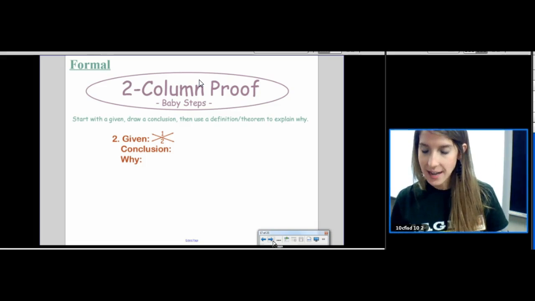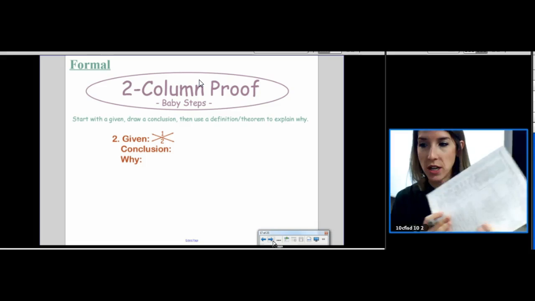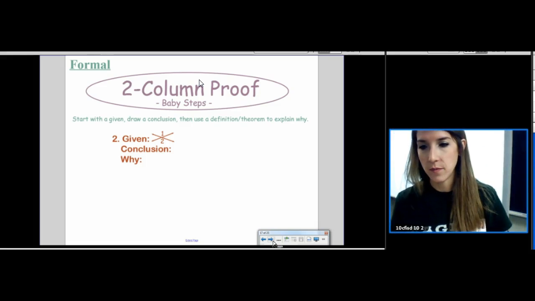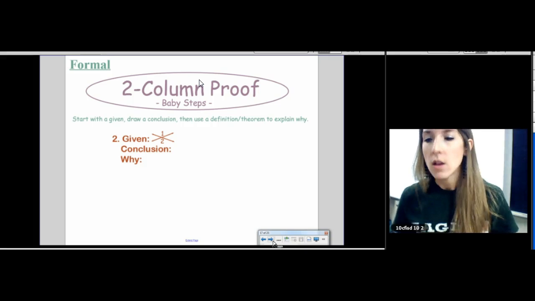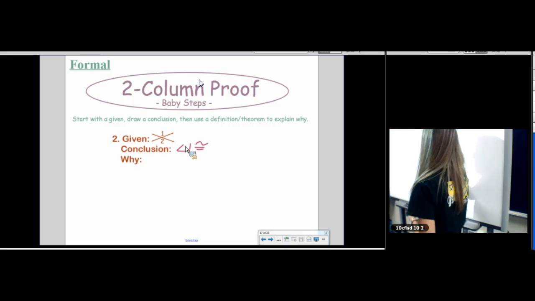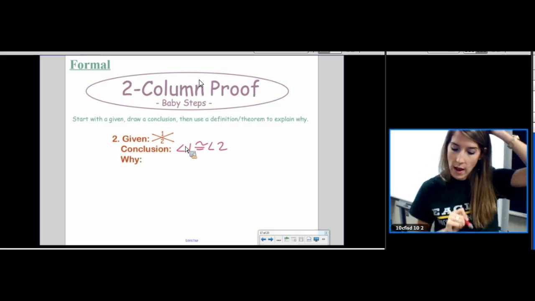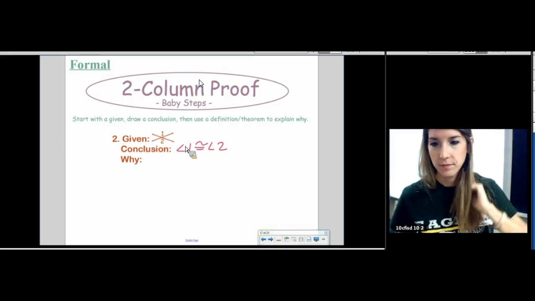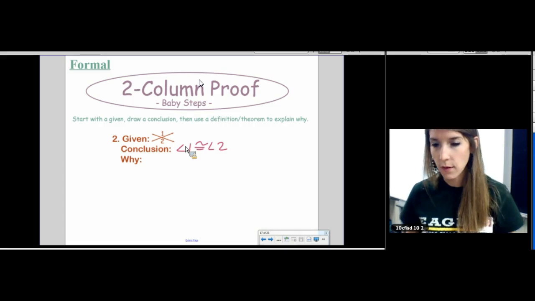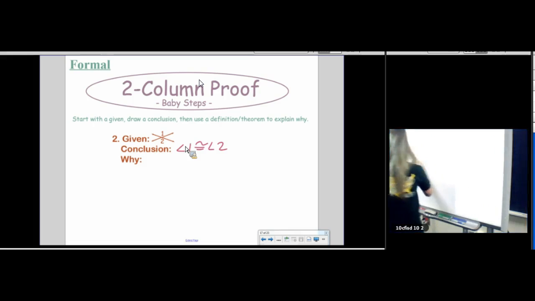Okay, guys, y'all are all saying number 20, but I want to know what the conclusion is. What comes after the comma? What's the conclusion? Good. The conclusion is angle 1 is congruent to angle 2. And what is the y? Vertical angle theorem.